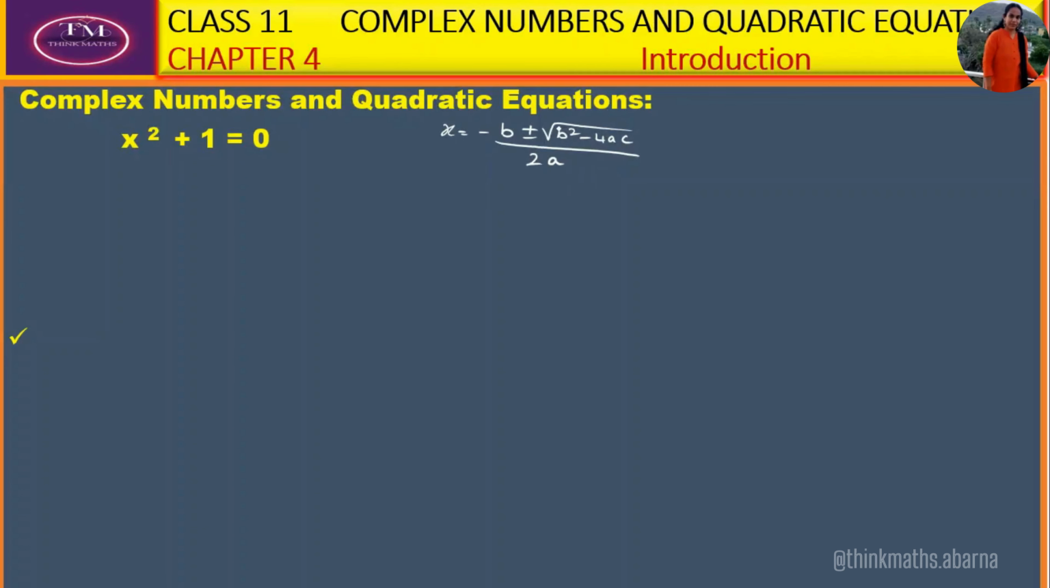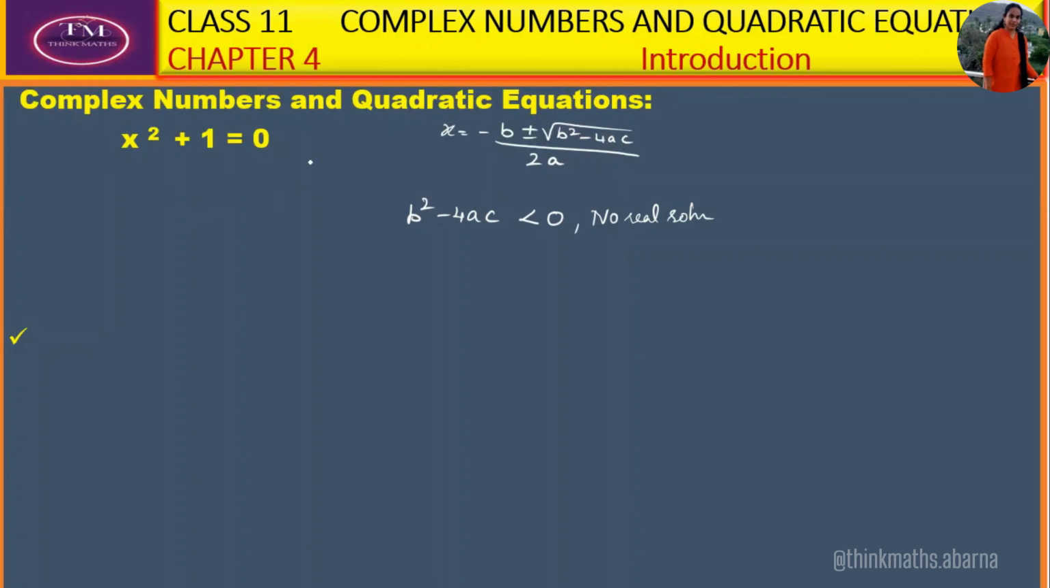Now this b square minus 4ac is called the discriminant. If it is equal to 0, the solution will be real and equal. If it is greater than 0, then also the solution will be real but distinct. We will get two solutions. Suppose b square minus 4ac is less than 0. What will we say? We will say no real solution. So this is what we learned in 10th standard.